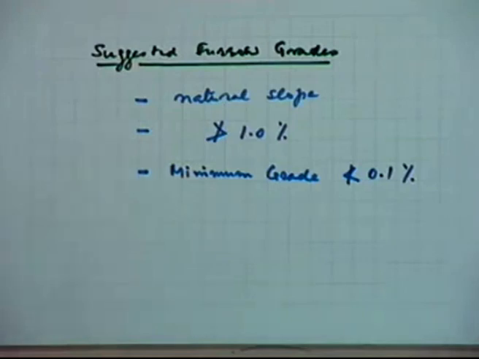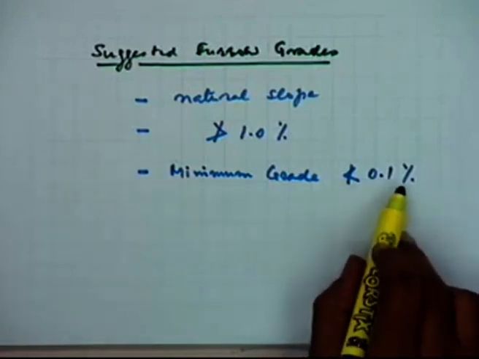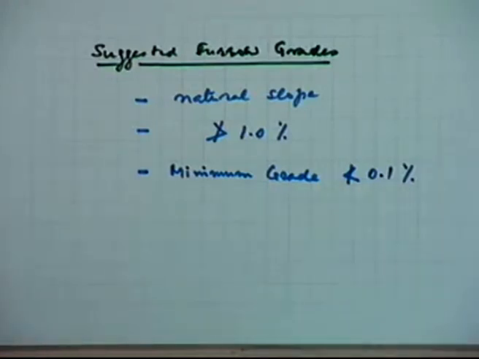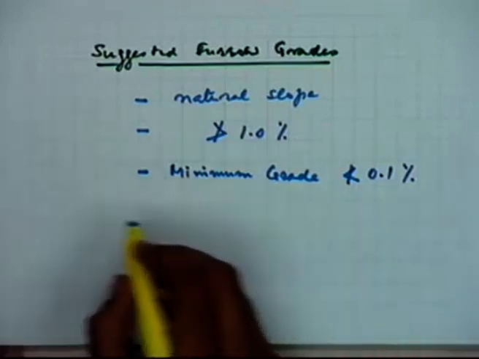Because if it is less than 0.1%, then it will be a flat area. You might find problems in moving the water in the furrow. So from that consideration, the minimum grade is the limitation: there should be some grade so that the water can move in the forward direction.